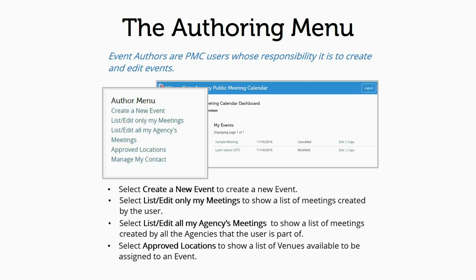Select Approved Locations to show a list of venues available to be assigned to an event. And select Manage My Contact to set up contact information. We'll be exploring this Manage My Contacts option next, as it will be necessary to set up your contact information upon your first login before you schedule any events.